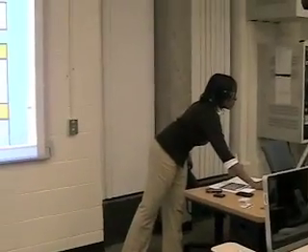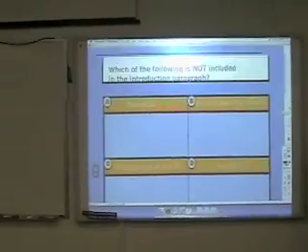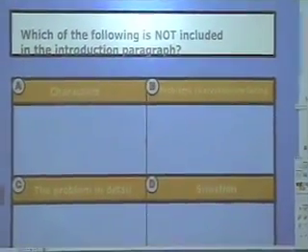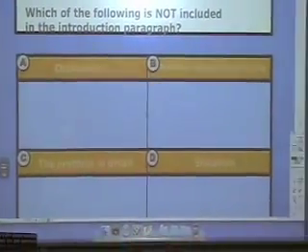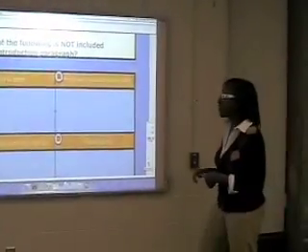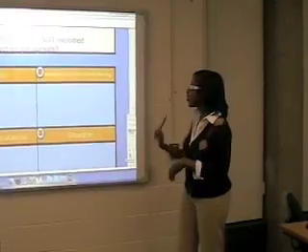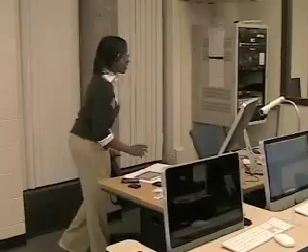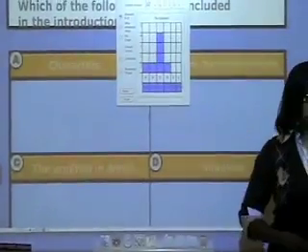And then we have one more question. Which of the following is not included in the introduction paragraph? Is it A, characters, B, problem characters are facing, C, the problem in detail, or D, situation? Good job, good job. Most of you answered C, which is the problem in detail.